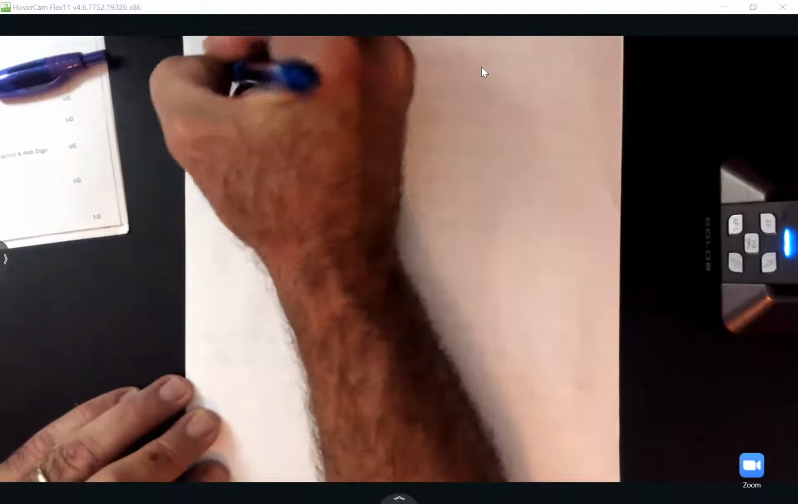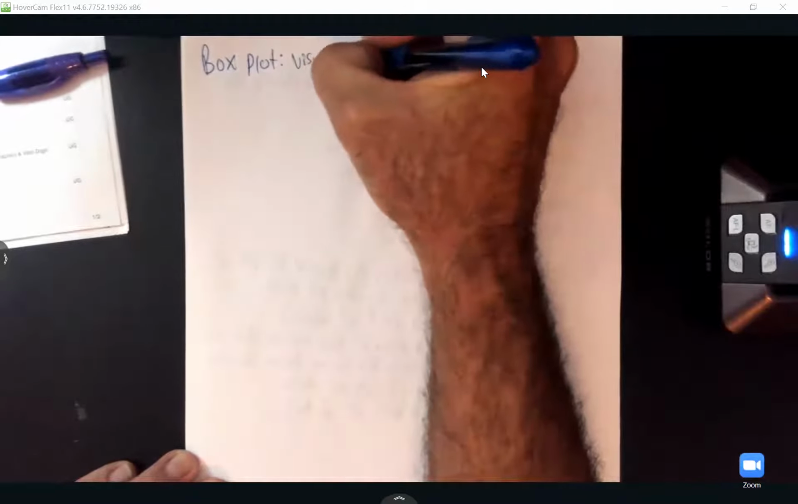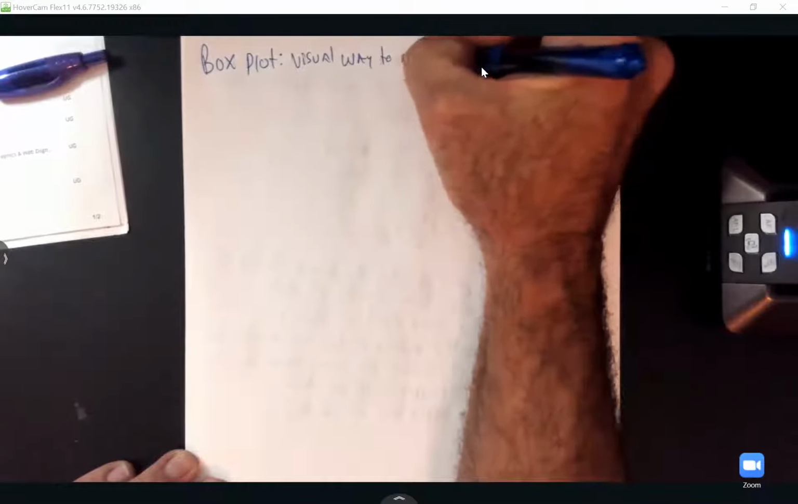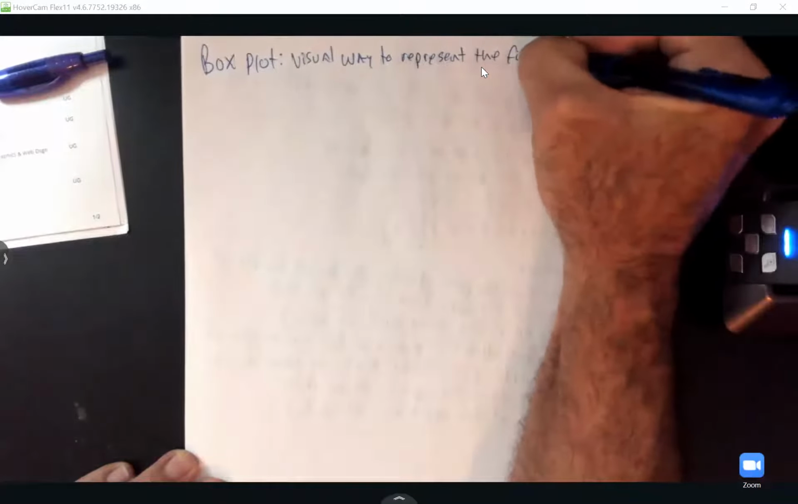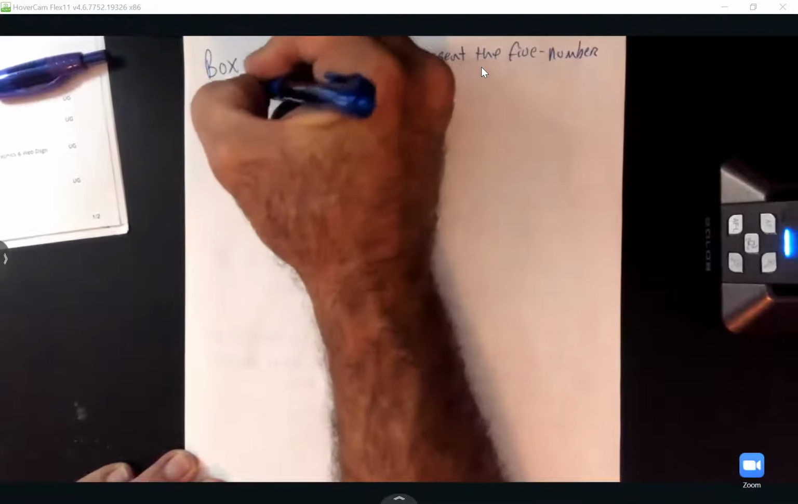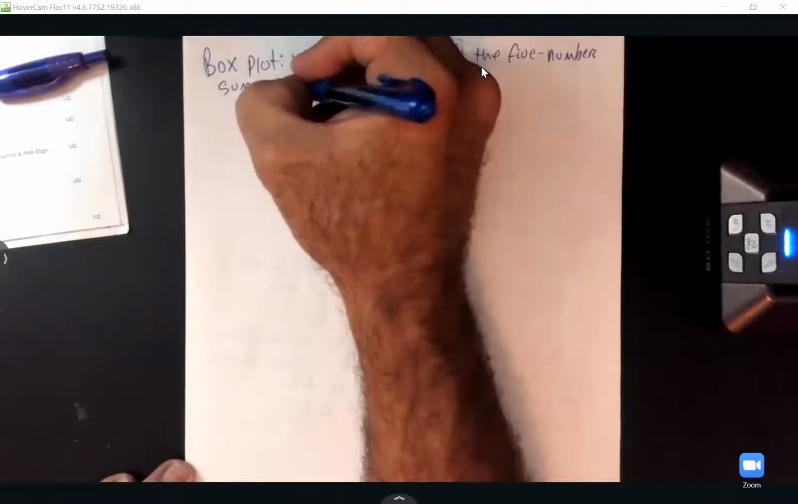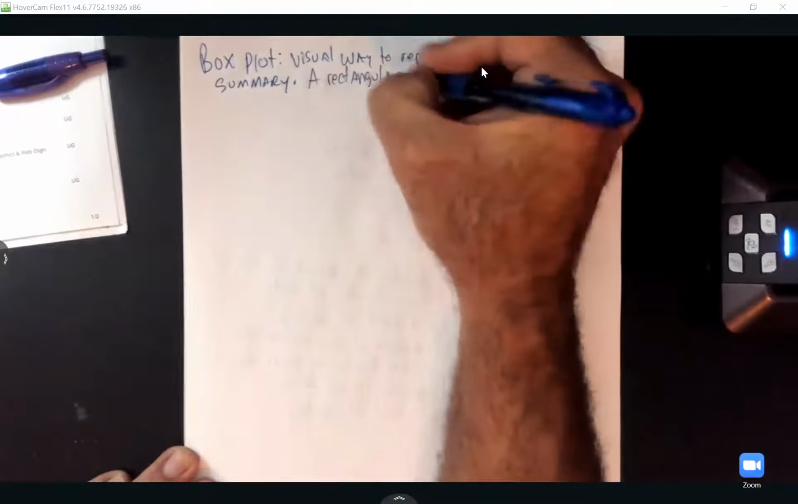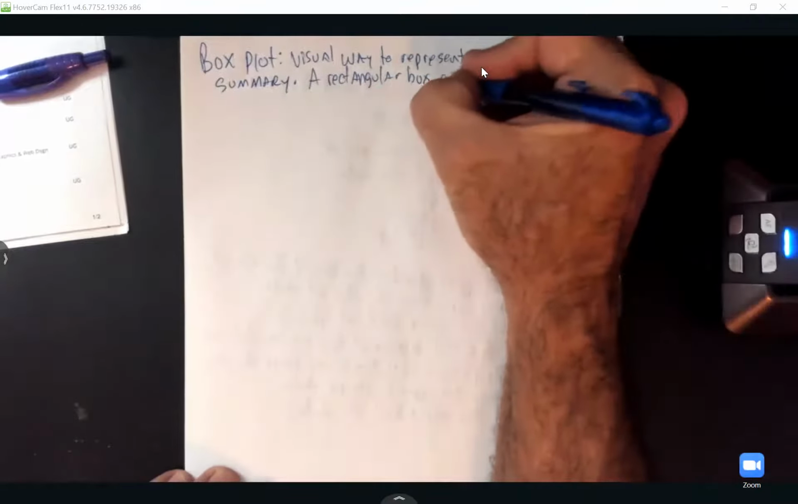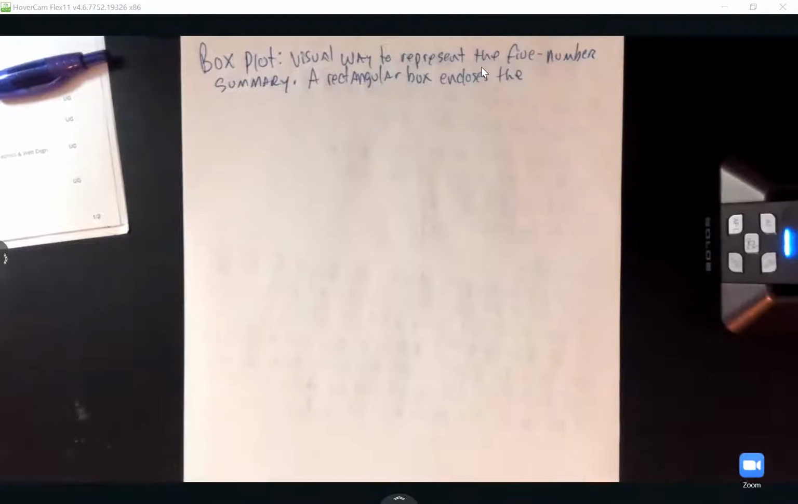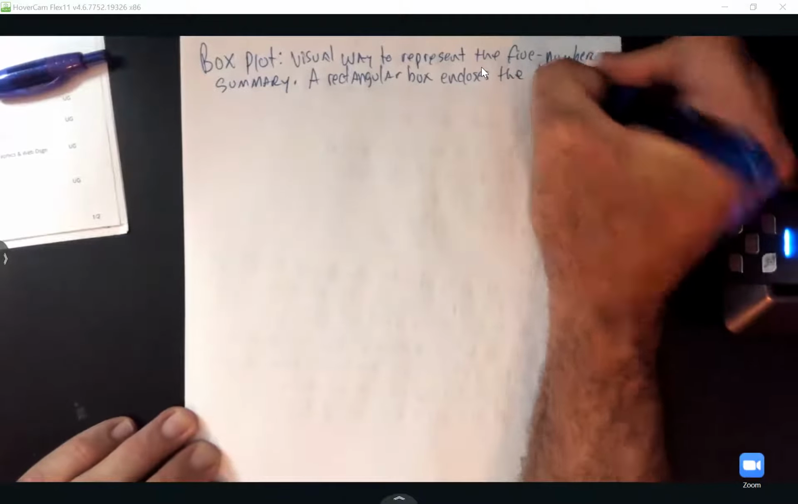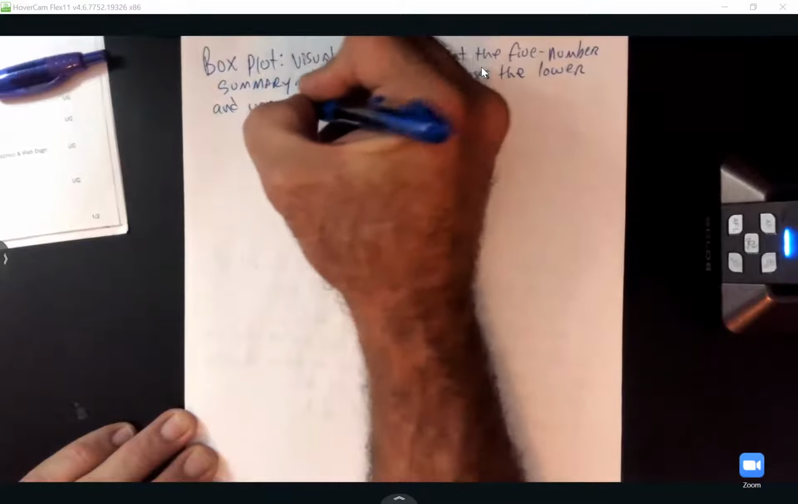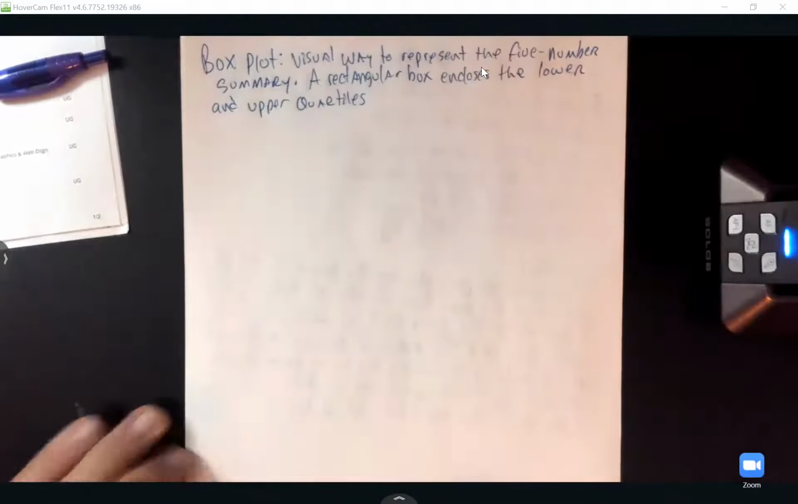So the box plot is a visual way to represent the 5-number summary. Okay, a rectangular box encloses the lower and upper quartiles, so that means the 2 ends of the box.